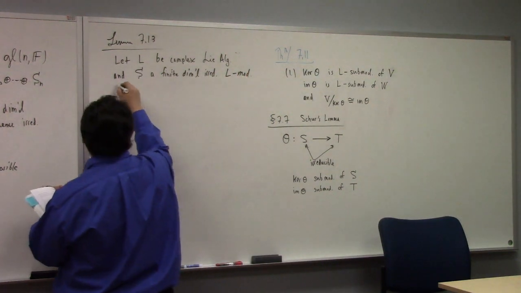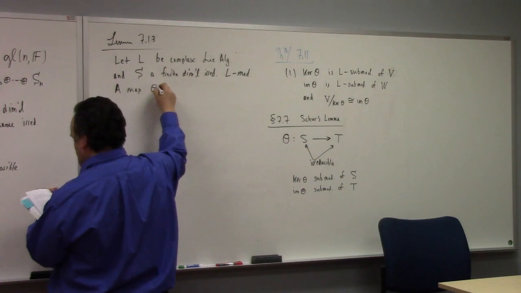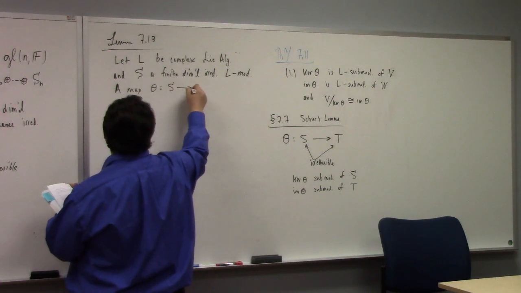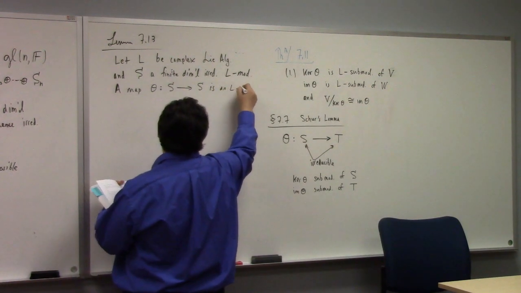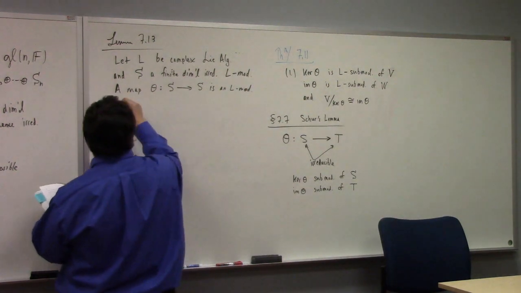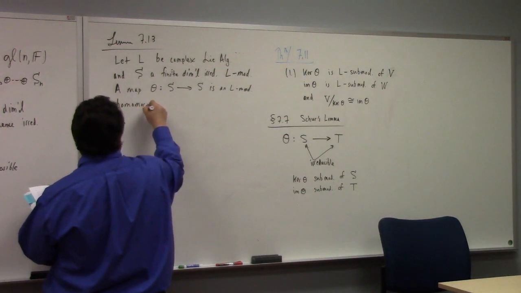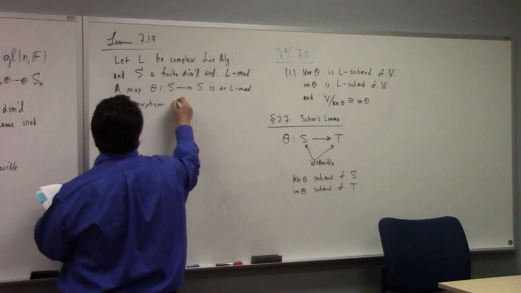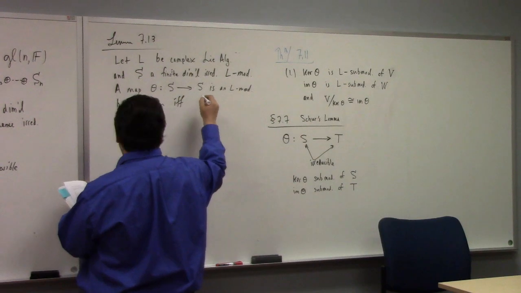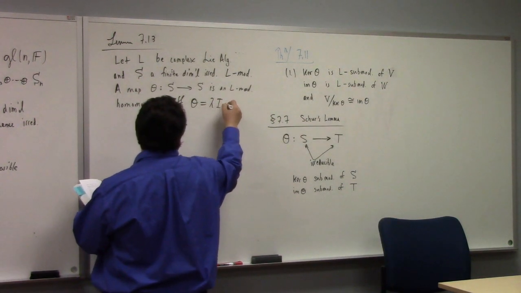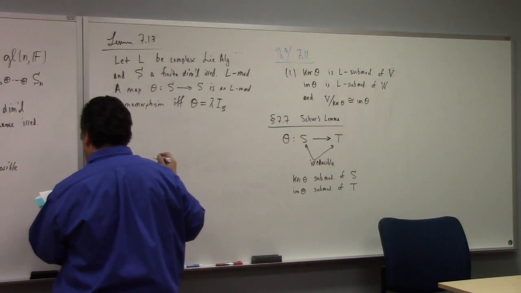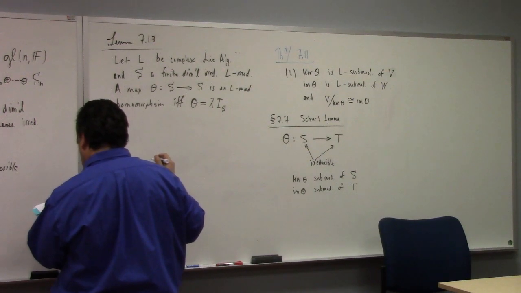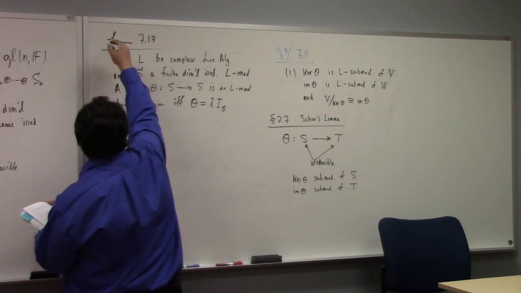All right. A map theta from S to S is an L module homomorphism if and only if theta is equal to lambda times the identity on S. In other words, it has to be a scalar multiple of the identity transformation on S. This is Schur's lemma.